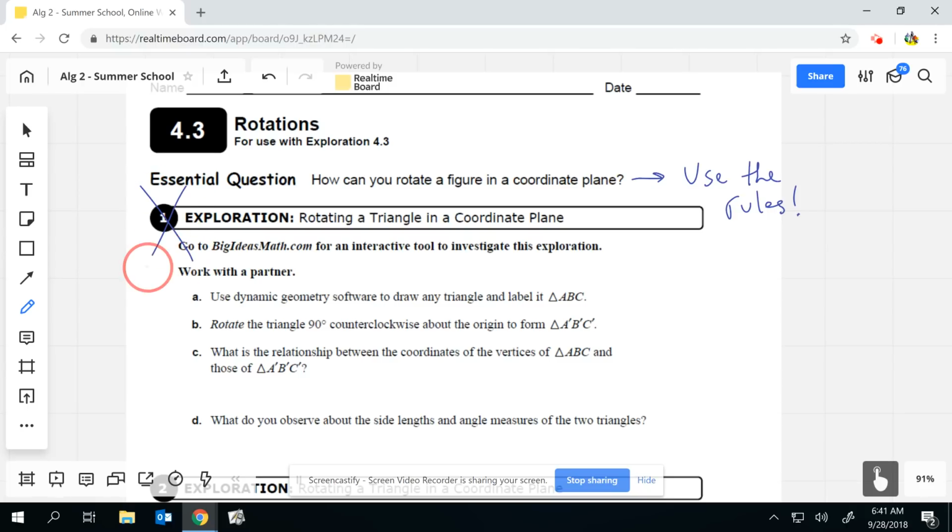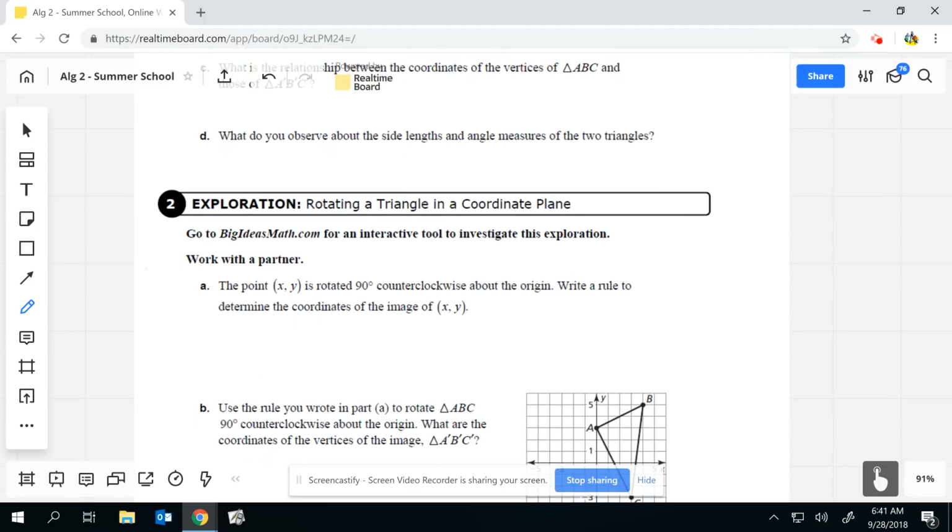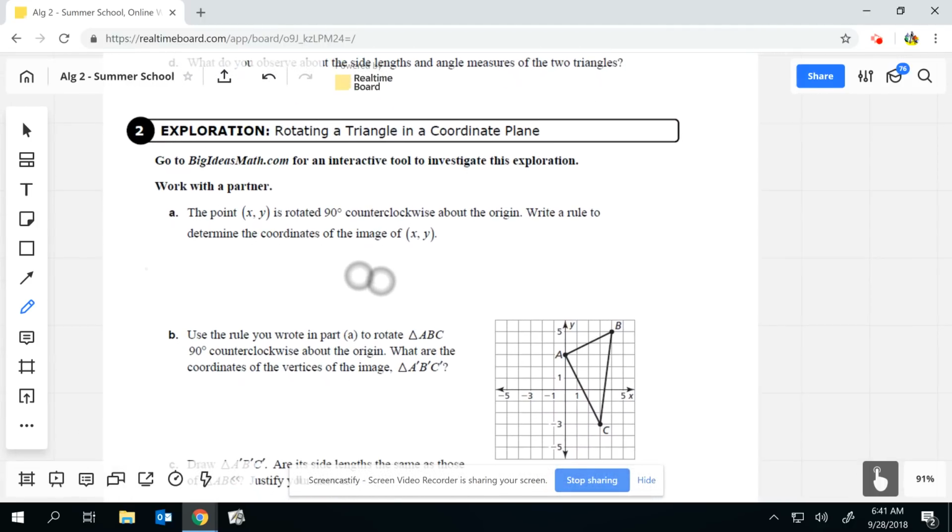But we're not going to do exploration 1. Sorry about the red circle around it, but that's the best way that this thing works. So let's try exploration 2. So the point XY is rotated 90 degrees counterclockwise. Okay, so that's just a positive 90-degree rotation. Write a rule to determine the coordinates of XY. Well, we already saw the rule. I just want us to practice. So our XY, when we do a 90-degree rotation, is going to become negative YX. You switch it around and you change the sign of the second one, the Y value.